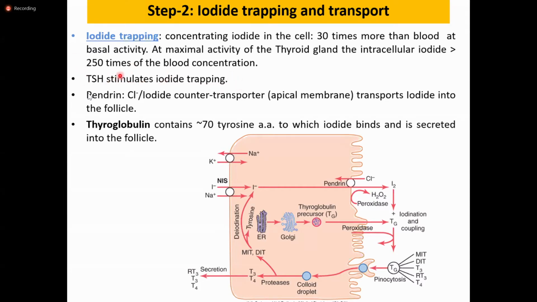And the TSH is important in iodide trapping. The pendrin, which is the chloride iodide counter transporter, is present here at the apical border. Thyroglobulin can contain up to 70 tyrosine amino acids to which iodide binds, and is secreted into the follicle. So we said thyroglobulin has a number of tyrosines to which iodine can bind.